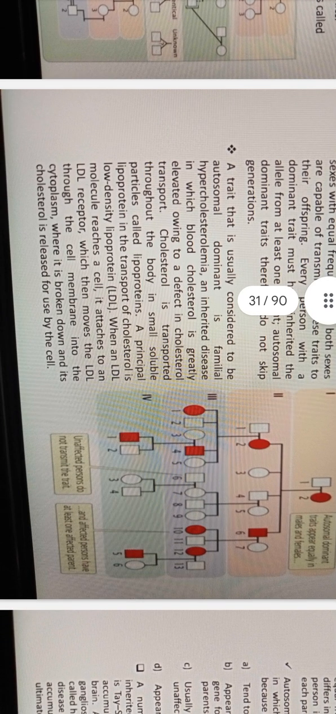A trait that is usually considered to be autosomal dominant is familial hypercholesterolemia, an inherited disease in which blood cholesterol is greatly elevated owing to a defect in cholesterol transport. Cholesterol is transported through the blood in small soluble particles called lipoproteins. The principal lipoprotein in the transport of cholesterol is low-density lipoprotein, LDL.